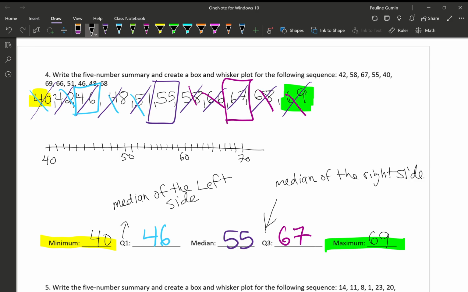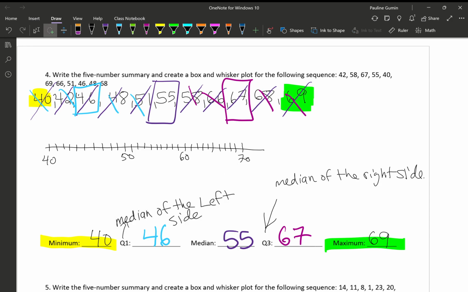Okay, so let's draw our box and whisker plots. First I start a whisker at 40. I'm going to do it under the line. And I go all the way to 46. 1, 2, 3, 4, 5, 6. That's my whisker. My median is at 55.